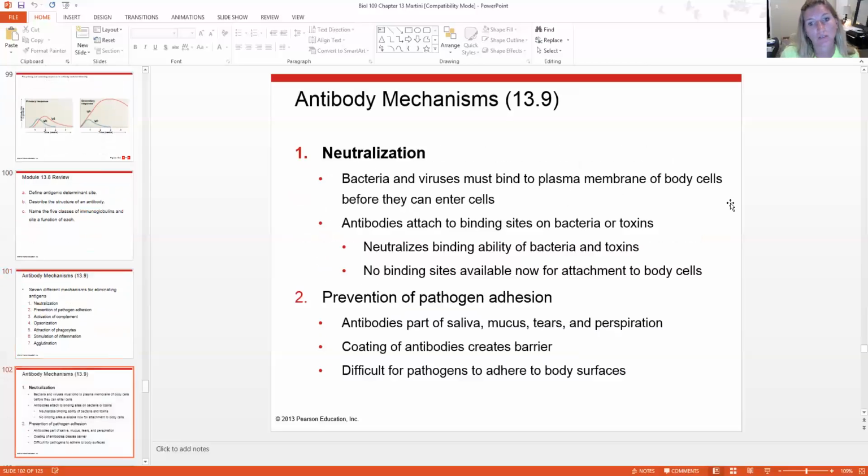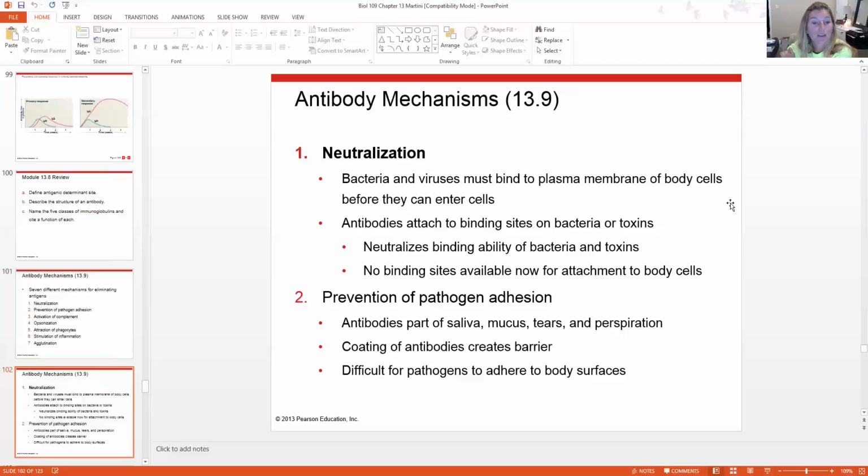Let's talk about neutralization. This is when bacteria and viruses have to bind to the plasma membrane before they can enter our body cells and infect them. So the antibodies are actually going to attach to the binding sites of those toxic cells, basically neutralizing them. Once something's already bound to them, they can't go and bind themselves to something else. So that's what neutralization is. There's no more binding sites available.